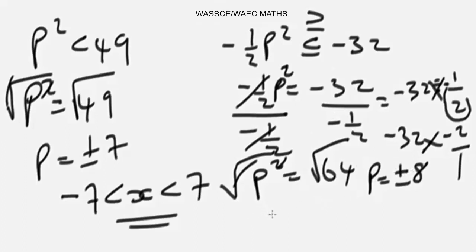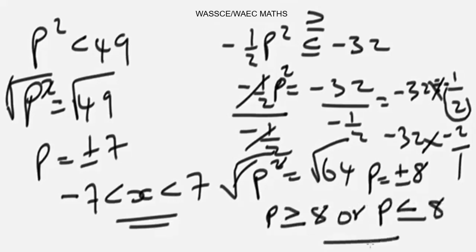Okay, now since it's greater than or equal to, to represent the answer plus or minus 8 using the inequality convention, we're going to separate using 'or'. Since it's greater than or equal to, not less than or equal to, we're going to have p is greater than or equal to 8, or p is less than or equal to negative 8, and that will be the answer to this problem. It's as simple as that.